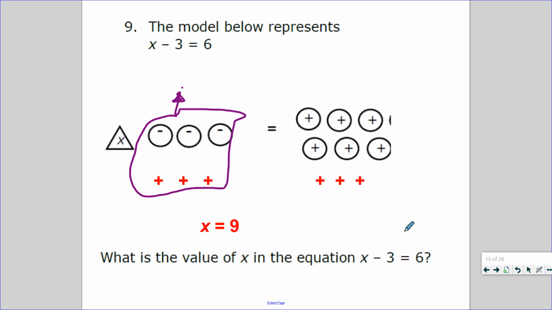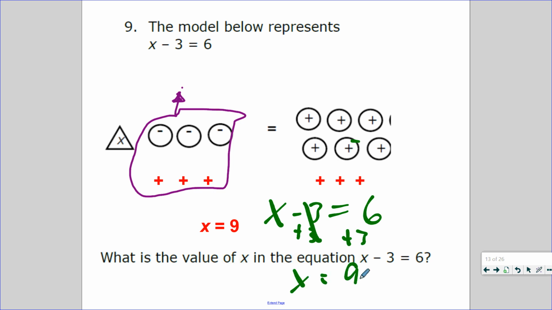Number 9, the model below represents x minus 3. What is the value of x in this? Oh, so I have x minus 3 equals 6. Some people like turning the model into an equation, then they solve from there. Add 3 to both sides, cancel, x equals 9. Or some people like using the model. How do you cancel out these 3 negatives and 3 positives? Cancel, cancel, cancel. And how many positives do you have here?